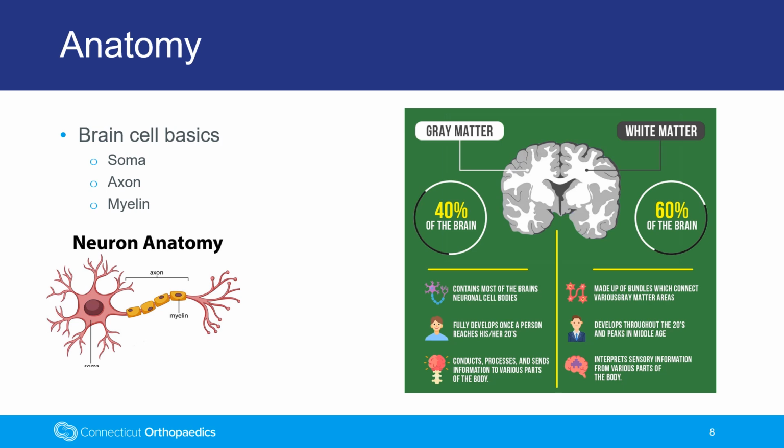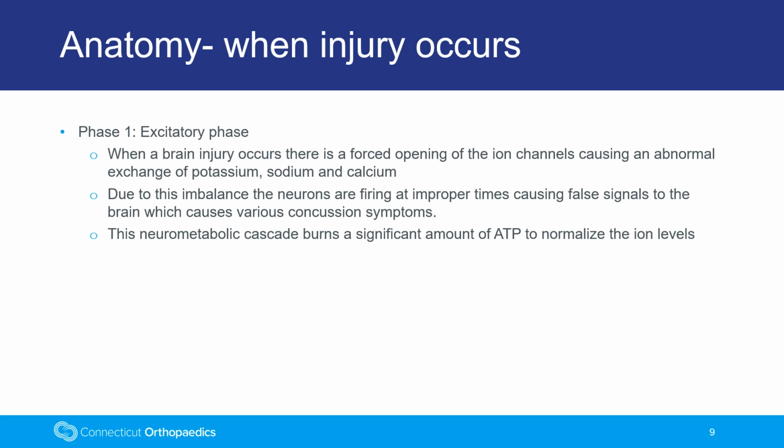You might be asking, why does this all matter? Well, the white and the gray matter are different densities. When we have a trauma to the head, these two portions of the brain move and stretch at different rates due to their different densities. This will be important as we explore the phases of concussion. The first phase we're going to talk about is the excitatory phase. This is at the time of injury.